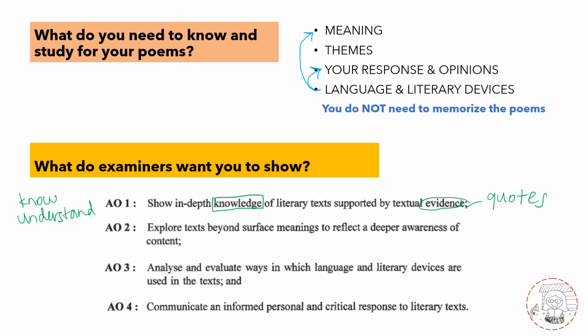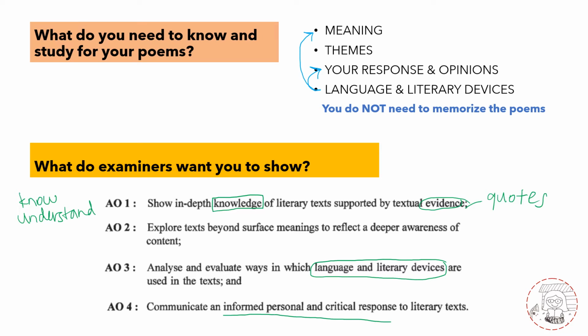All right. AO3, analyze and evaluate ways in which language and literary devices are used in the text. I've already talked about that above. And AO4, communicate an informed, personal and critical response to the literary text.